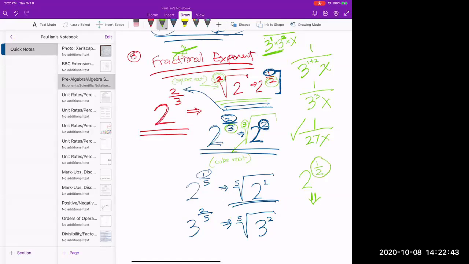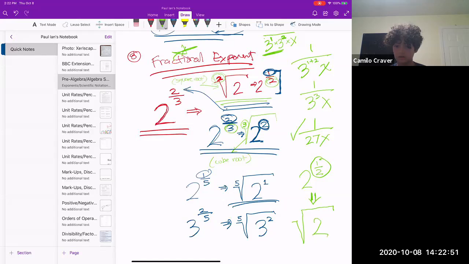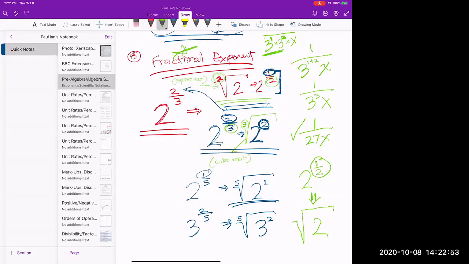If you have a 1/2 exponent, what is that? You remember this guy? Oh yeah, the square root. So 1/2, there's actually a 2 that's hidden right here, because it's 1/2. It's a square root. So this is equivalent.